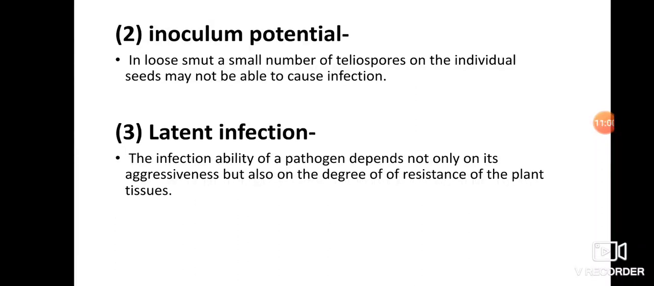Third pathogenic factor is latent infection. The infection ability of a pathogen depends not only on its aggressiveness but also on the degree of resistance of the plant tissues. The pathogen may enter the host tissue, colonize within it to a very limited extent, and then remain quiescent and unnoticed until such tissues mature and thereby become more susceptible. Such latent infections have been investigated in several diseases, particularly in fruit rots.